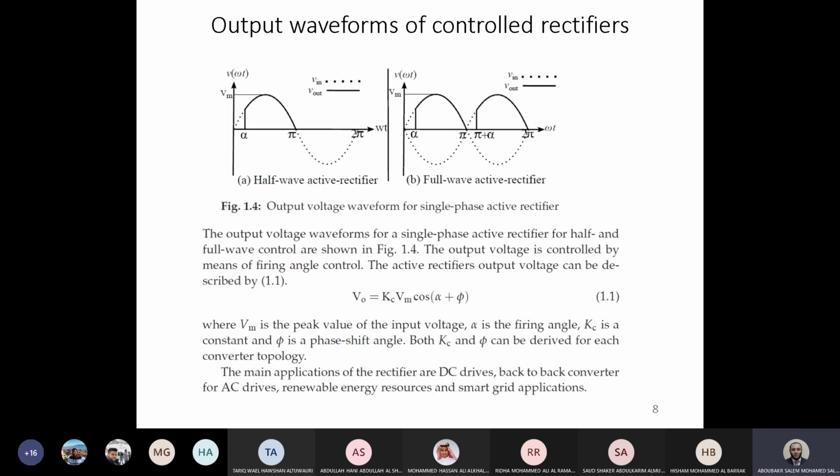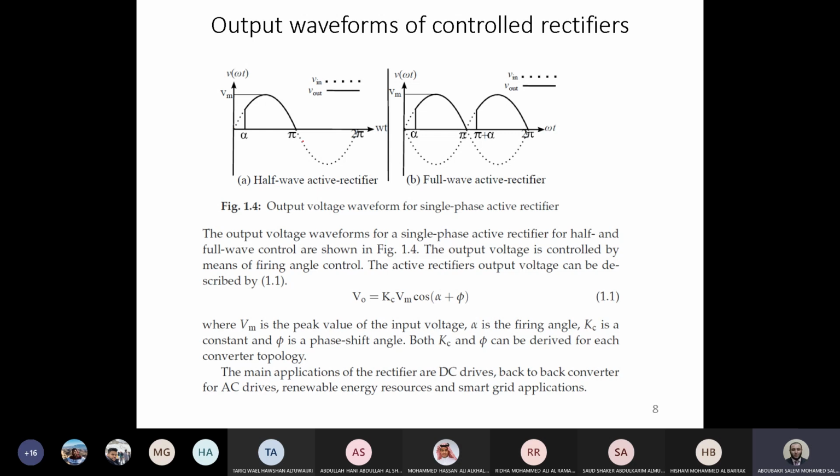By using something called firing circuits. These circuits will be connected to the thyristor in order to control the output voltage waveform. How? By means of firing angle. Simply, guys, it's just something like cutting part of the waveform.